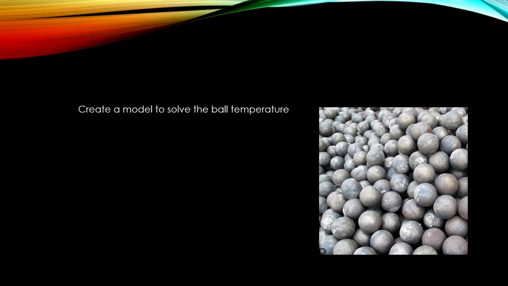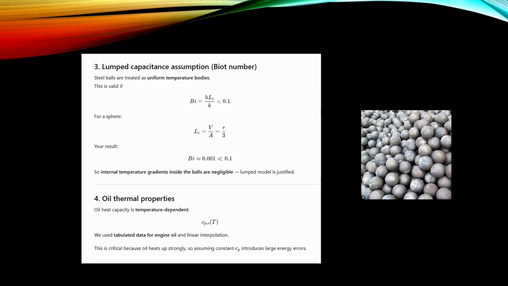Our task is now to create a model to solve the ball temperature. We will use Python code. If our balls are small enough, we can assume that the temperature inside those balls is uniform. This is true when our Biot number is small enough.